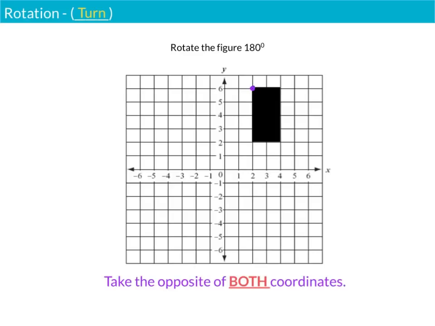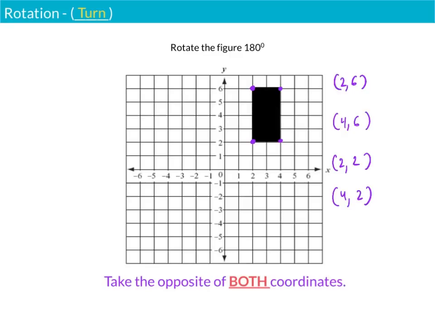So let's go ahead and grab all of our points off of our graph. So on one side, we've got positive 2, positive 6. Our other point is going to be at positive 4, positive 6. Our next point is going to be at positive 2, positive 2. And our final point is going to be at positive 4, positive 2. So again, we're just going to take the opposite of both points.